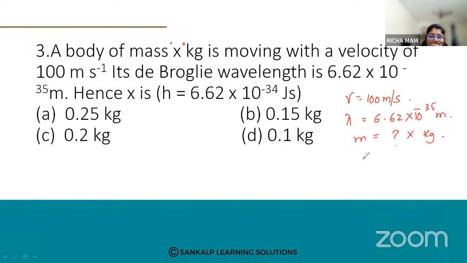Okay, and what all is given? Planck's constant is 6.62 into 10 raised to minus 34 joule second. So which is the de Broglie's equation? De Broglie's equation is lambda is equal to h by mv. Okay, this is your de Broglie's equation.